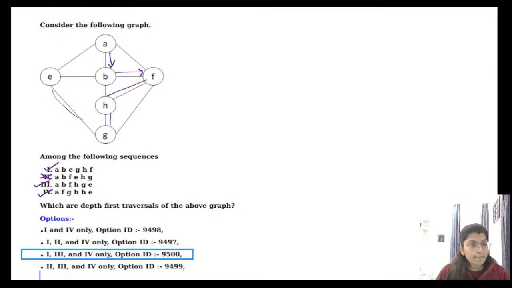बात समझ में आई ये वाली? ये वाला पॉइंट क्लियर हो गया सबको?